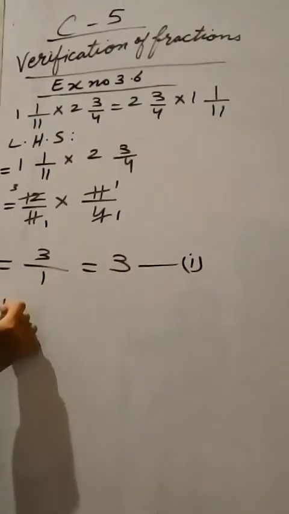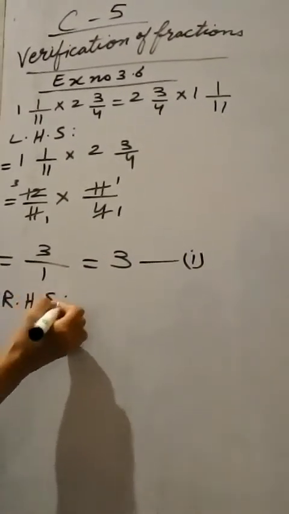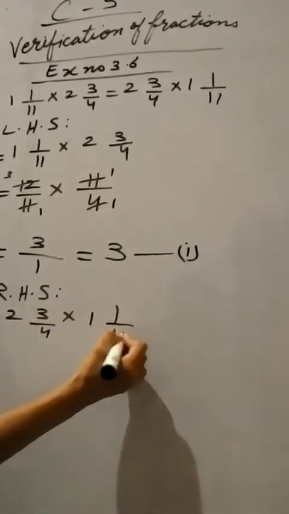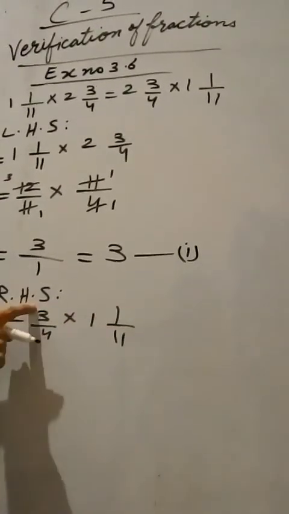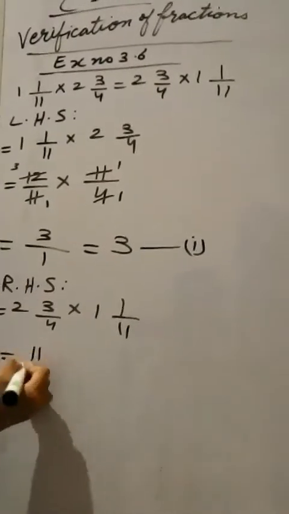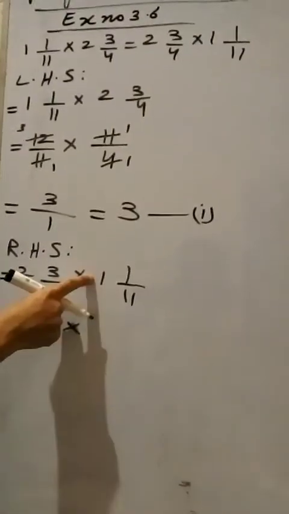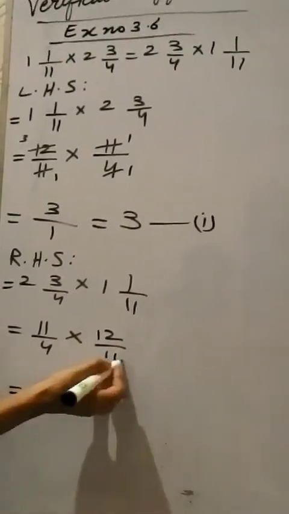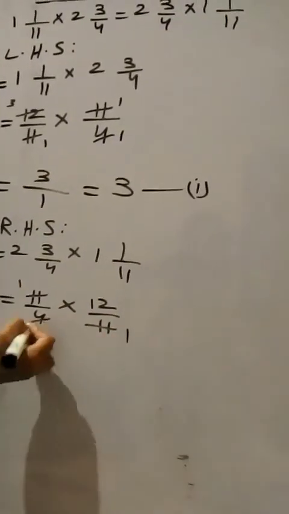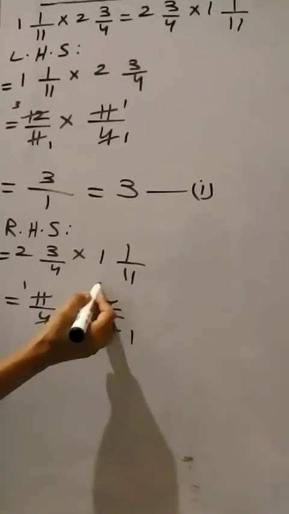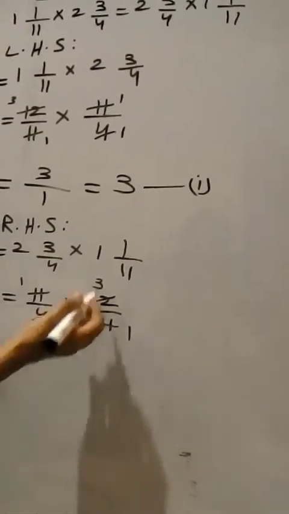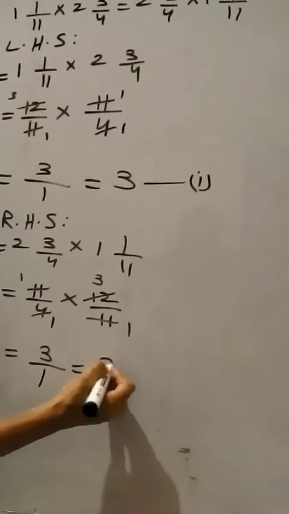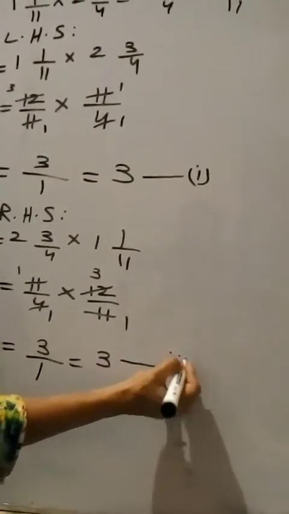Now take the right hand side, and the right hand side is 2 3/4 multiplied by 1 1/11. 4 2 times 8, 9 10 11, 11 over 4 multiplied by 11 1 time 11 and 12 over 11. Same steps. 11 1 time 11, 4 1 time 4, 4 3 times 12. So 3 1 time 3 and 1 time 1 is 1. 3 divided by 1, the answer is always 3. So this is equation 2.